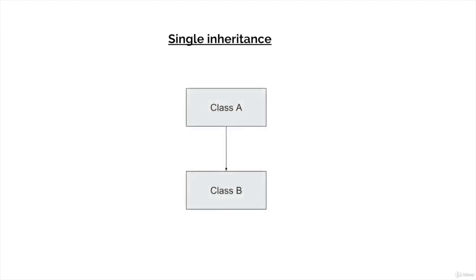The first one is single inheritance. Single inheritance looks something like this. If one class extends another class, it is known as single inheritance. So class B is extending class A, and class A is the parent class of class B. This is an example of single inheritance in Java.